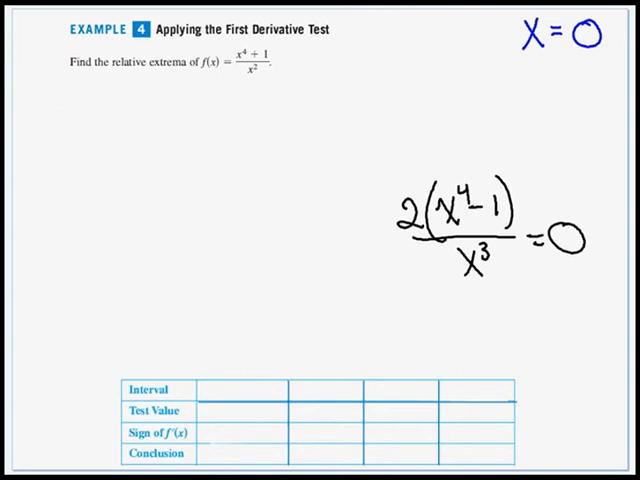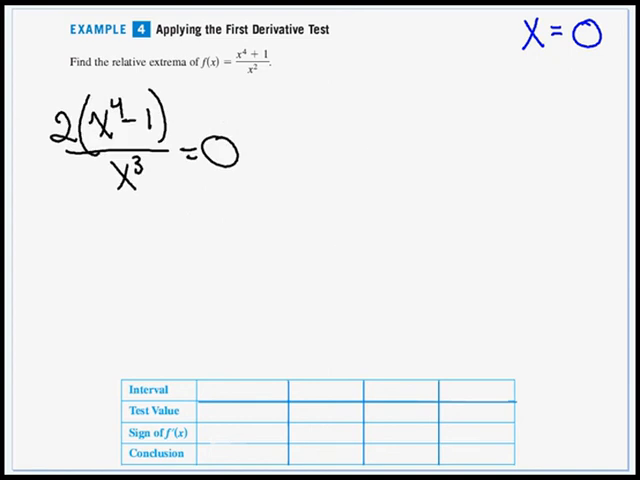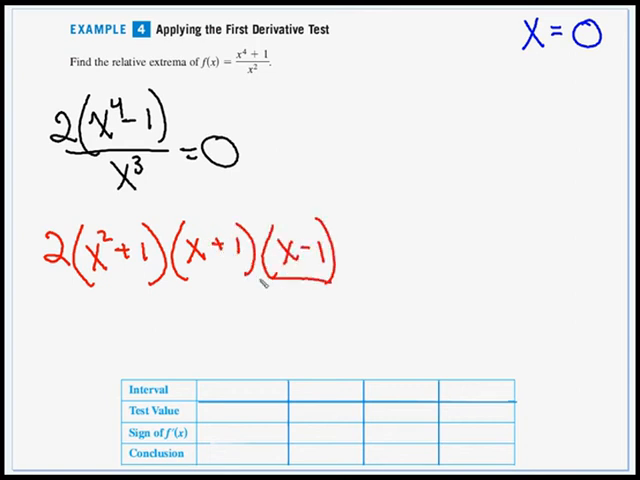That numerator is able to be factored even farther. If I look in the parentheses, I see x to the 4th minus 1. That's a difference of perfect squares. So I can break this down into an x squared plus 1 and an x squared minus 1, which is another difference of squares. So I can factor this single term down into an x plus 1 and an x minus 1. So x plus 1, x minus 1. This is all still over our denominator of x to the 3rd, and we're setting it equal to 0.